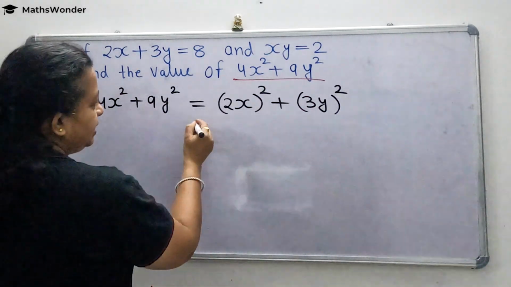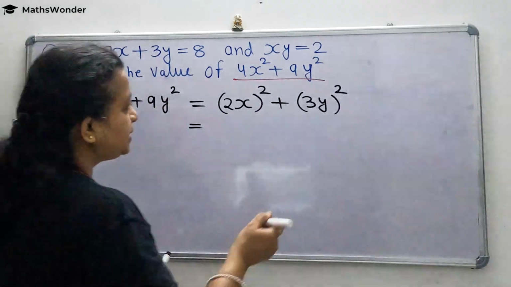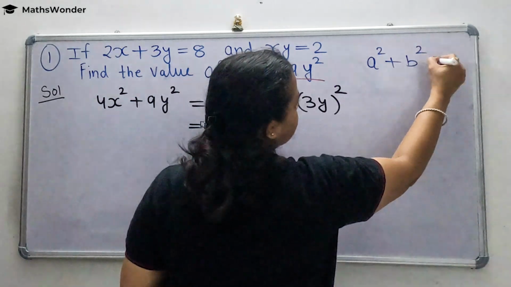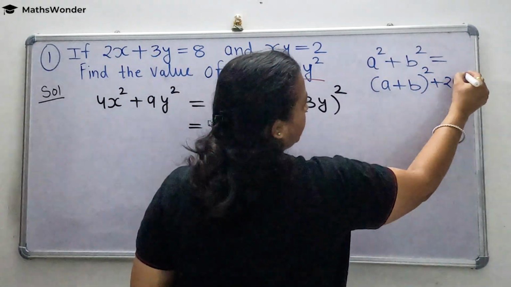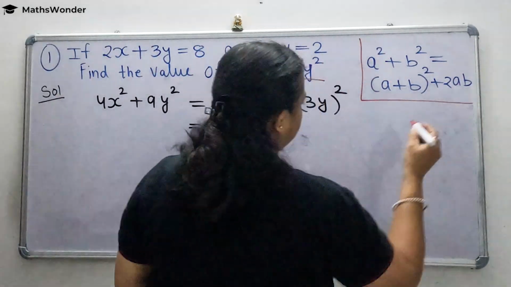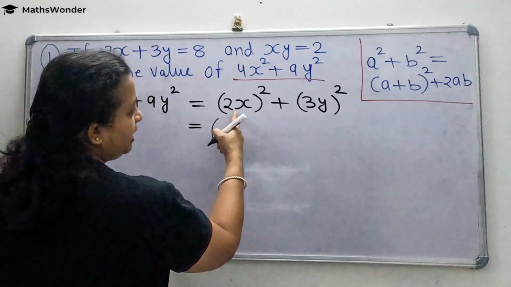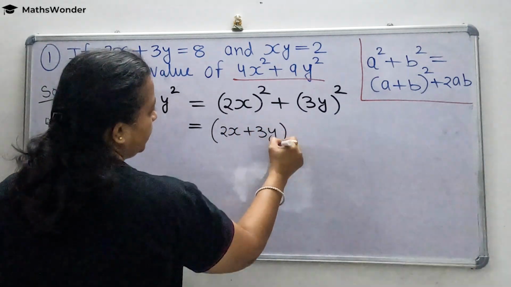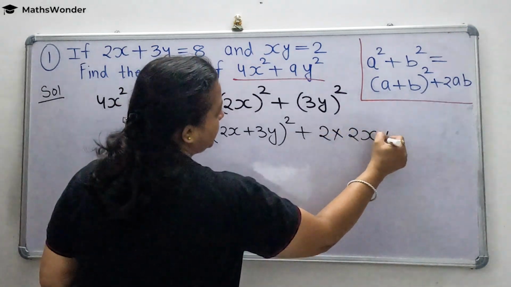Now how will you write it here? A plus b whole square, right? What is the identity? The identity is a square plus b square is a plus b whole square minus 2ab. Right? Now we will use this identity in the question. So the identity is a plus b. Here a is 2x, b is 3y. So 2x plus 3y whole square plus 2 times 2x plus 3y.